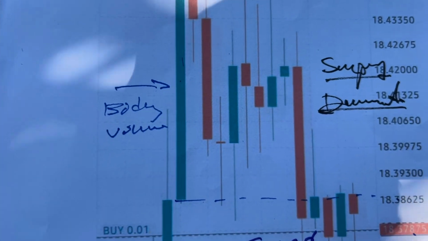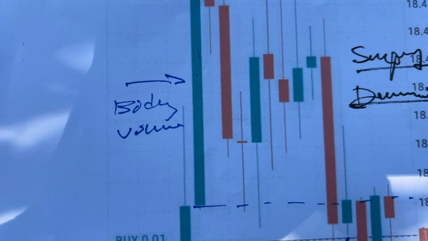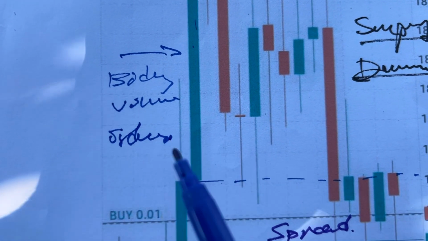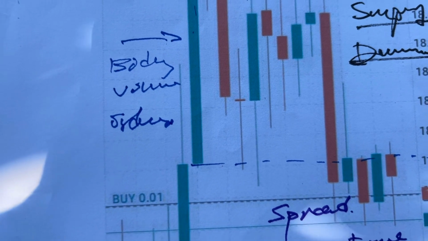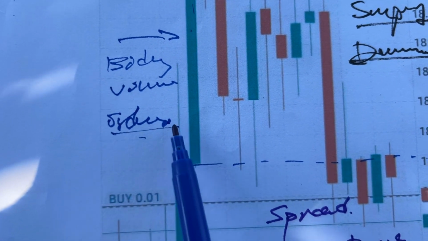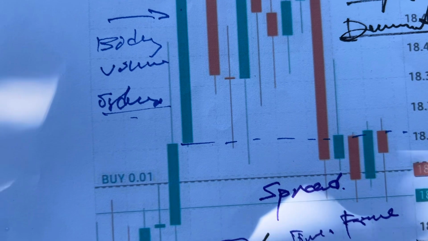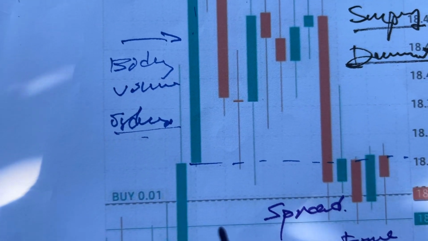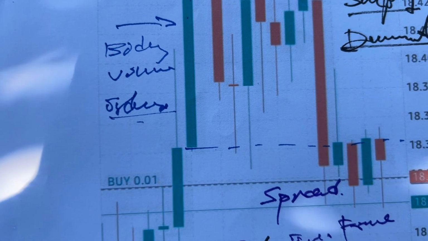candlestick, right? Now this candlestick has a volume, which has orders. Just like when you have to start a business, you're going to need orders, which means you need people to buy. So we're talking about orders. Now orders, remember, this candlestick will have what?